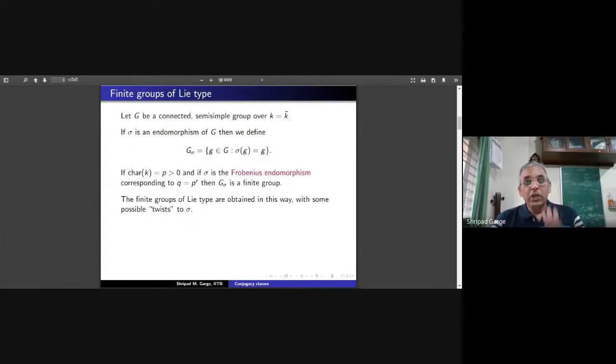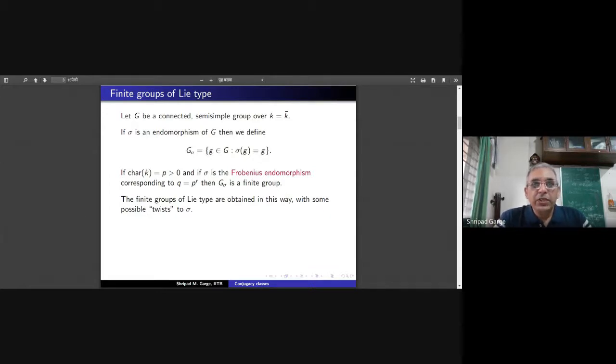Let's just recall very quickly our setup. We are working with a connected semi-simple group over k equal to k bar. In the last lecture, for some of the things that I did, it was quite okay to consider a reductive group instead of a semi-simple group. But in today's lecture, I am going to clarify a few things where semi-simplicity is needed.